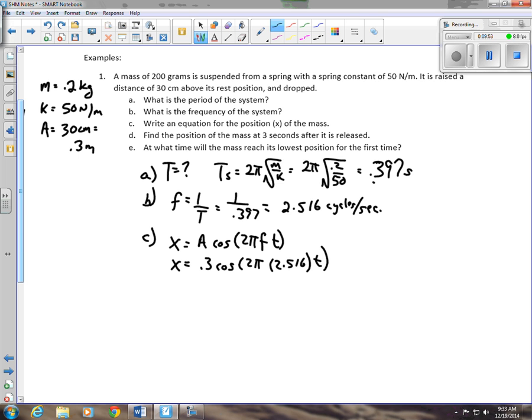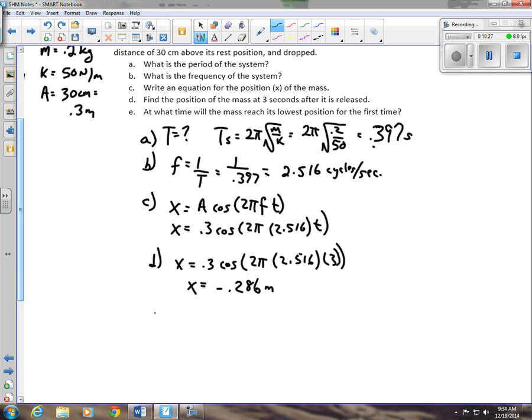Part D is find the position 3 seconds after release, so we're just going to plug into this equation. X is 0.3 cosine 2 pi times 2.516. And now we're going to plug in times 3. And if we solve that, that equals negative 0.286 meters.